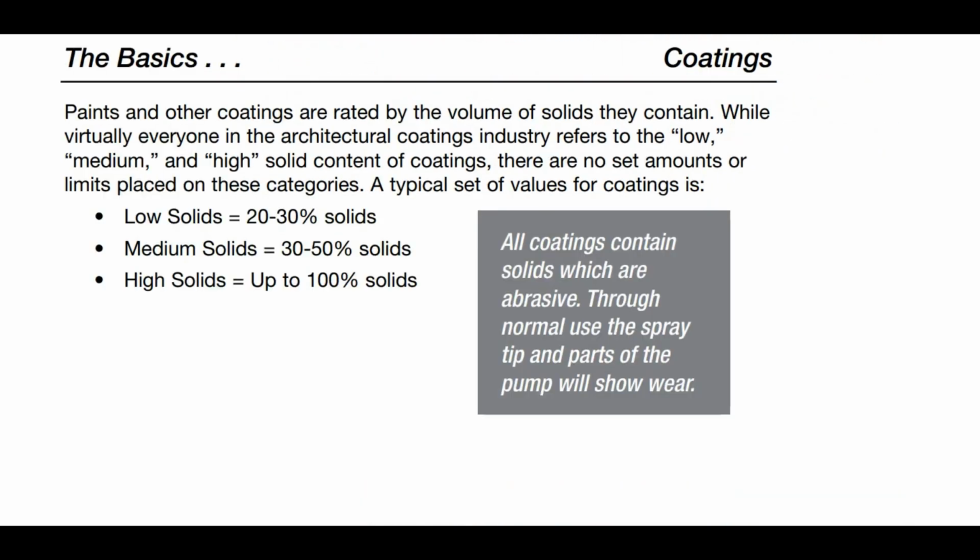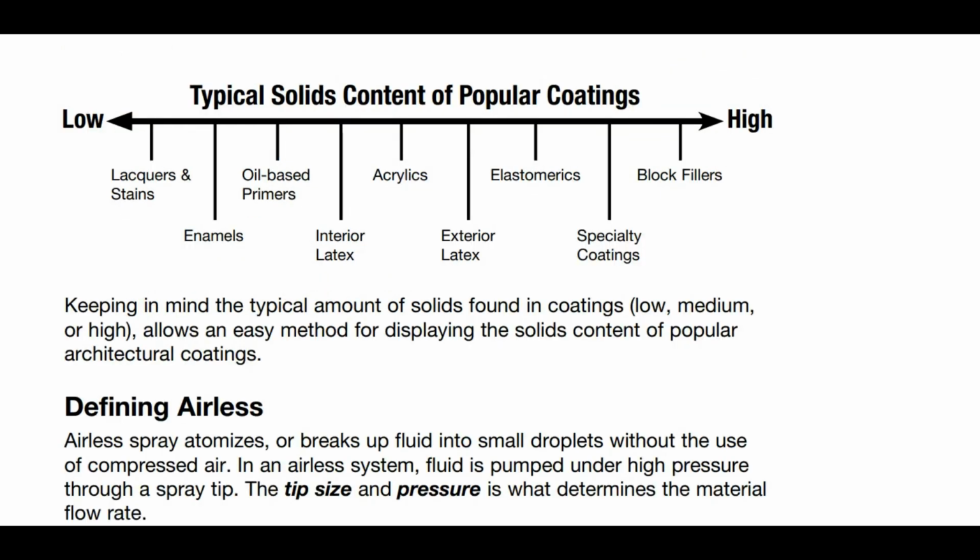The basics: paint and other coatings are rated by the volume of solids they contain. The architectural coatings industry refers to low, medium and high solid content of coatings. There are no set amounts or limits placed on these categories. A typical set of values for coatings is low solids 20 to 30% solids, medium solids 30 to 50% solids, high solids up to 100% solids. Keeping in mind the typical amount of solids found in coatings allows an easy method for displaying the solids contents of popular architectural coatings.